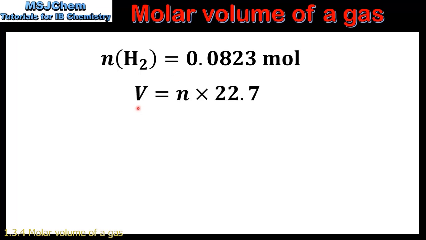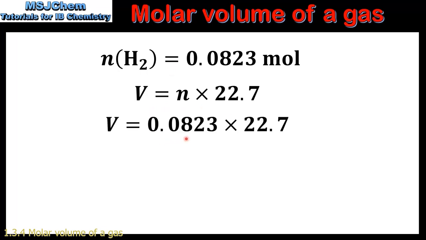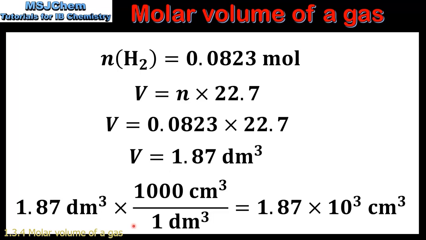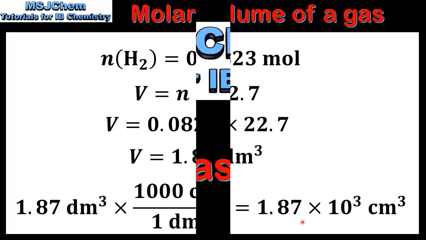We'll use the equation volume equals amount in moles multiplied by 22.7. So that's 0.0823 multiplied by 22.7, which gives a volume of 1.87 decimeters cubed. In the final step, we'll convert from decimeters cubed to centimeters cubed. So 1.87 decimeters cubed is equal to 1.87 times 10 to the 3 centimeters cubed. So this is the volume of hydrogen gas produced in the reaction.